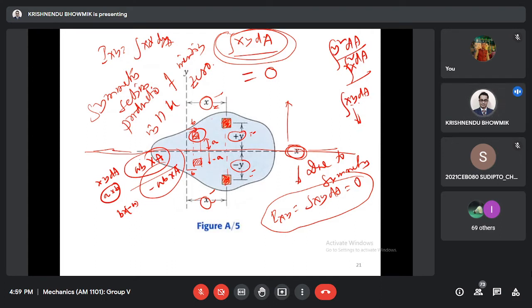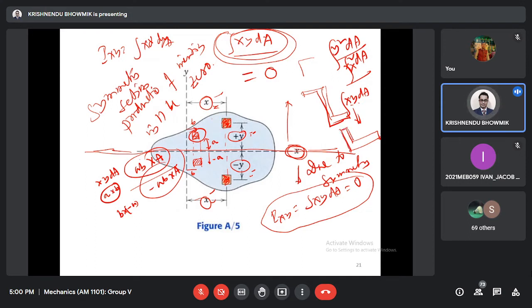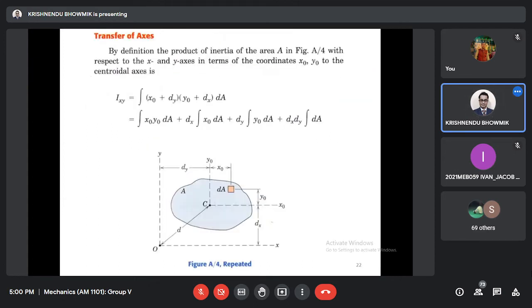Yes, sir. Okay. So that's why for symmetric sections it is 0, but for unsymmetric sections, like this one, the Z section, sometimes the L section, this is a smaller value and this is a higher value. So this will produce a product of inertia. Now in product of inertia also we can transfer the axis.